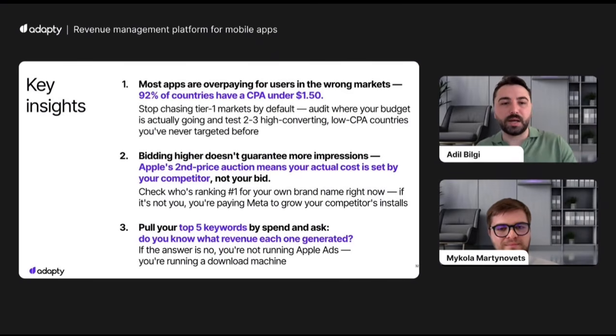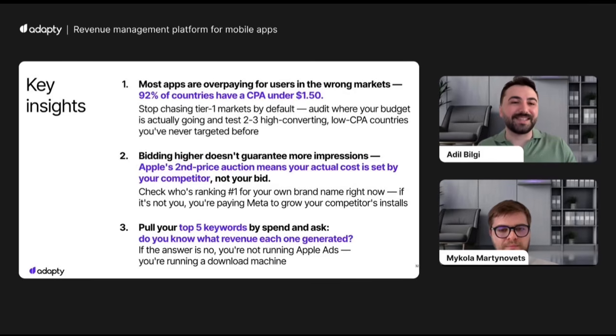And secondly, right after this call, go to your App Store, search for your own brand name, and check who is in position number 1. If it is your competitor, you have a brand campaign to set up today, not tomorrow, today.